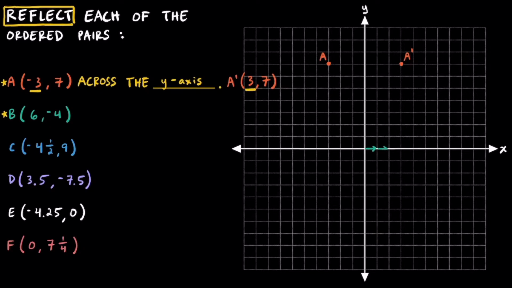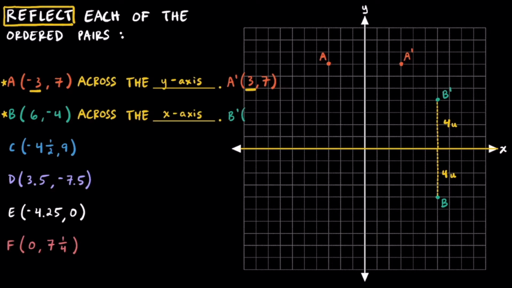To plot point B, we'll start at the origin and move 6 units to the right and 4 units down to plot it in quadrant 4. For this example, let's reflect point B across the x-axis, or the horizontal axis. Since point B is 4 units below the x-axis, then B prime, or B's reflection, is going to be 4 units above the x-axis. B prime is located at +6, +4.